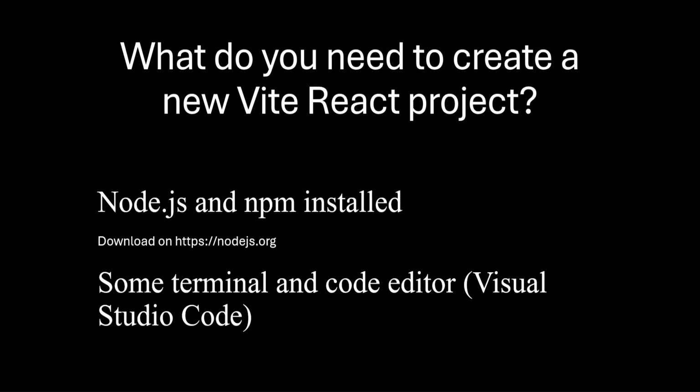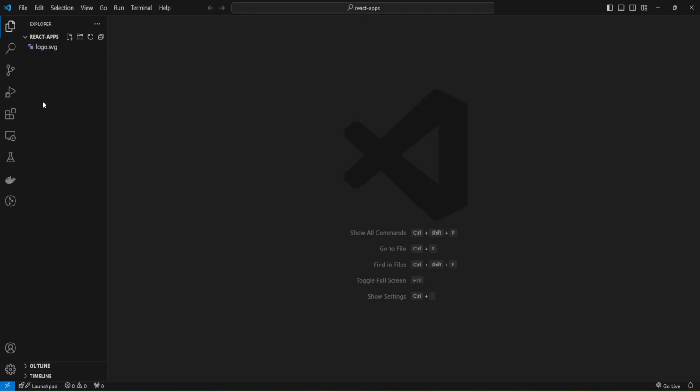What do you need to create a new Vite React project? You need Node.js and npm installed. You can download it on nodejs.org. And also you need some terminal and code editor. I use Visual Studio Code. I launched my Visual Studio Code, opened the React Apps folder, and by the way, you can open any folder with File, Open Folder.